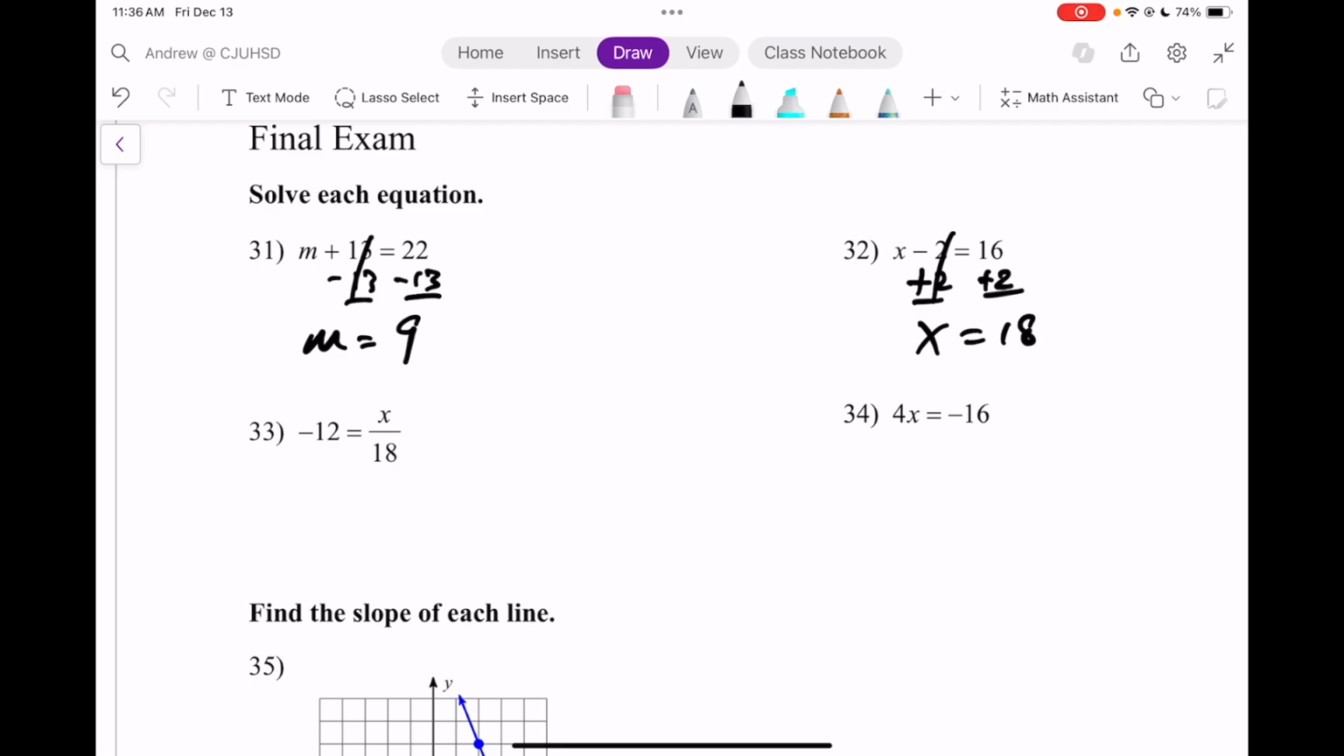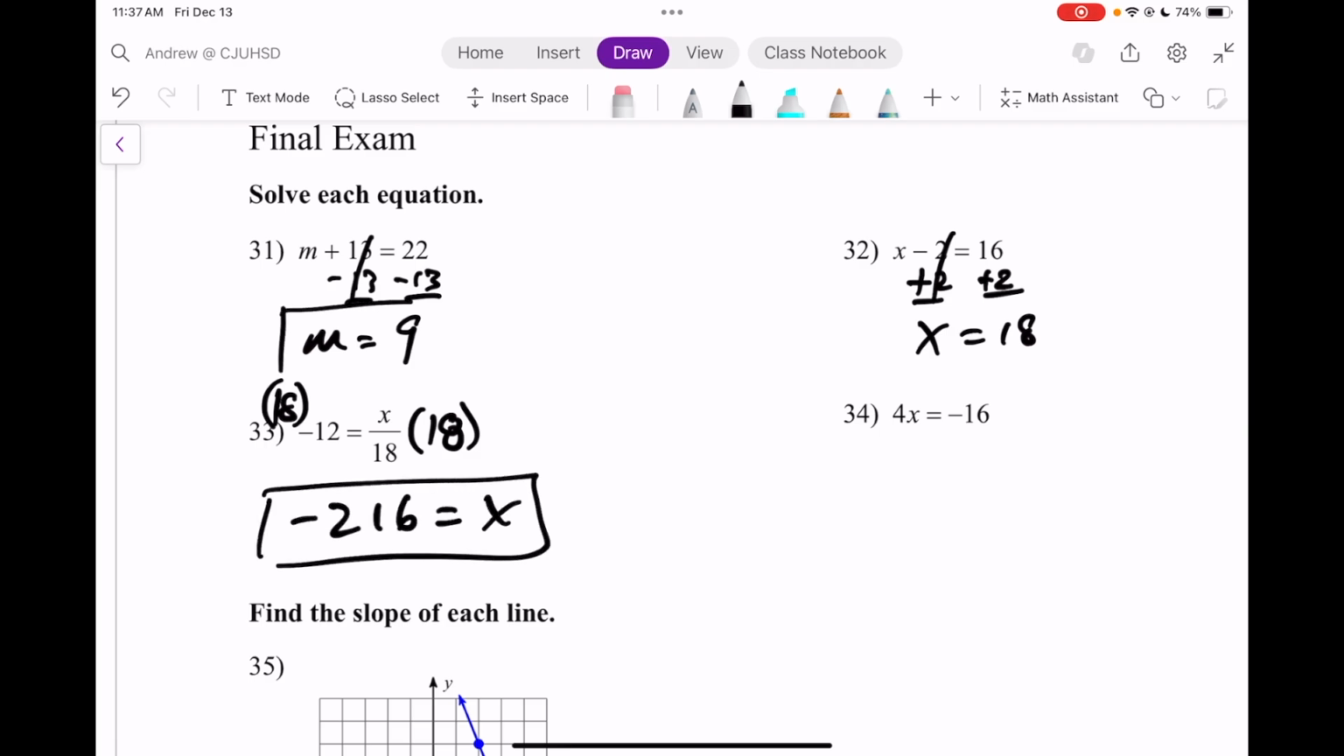For 33, we're going to multiply both sides of the equation by 18. 18 times negative 12, negative 216. And finally 34, we'll divide by 4 and get negative 4.